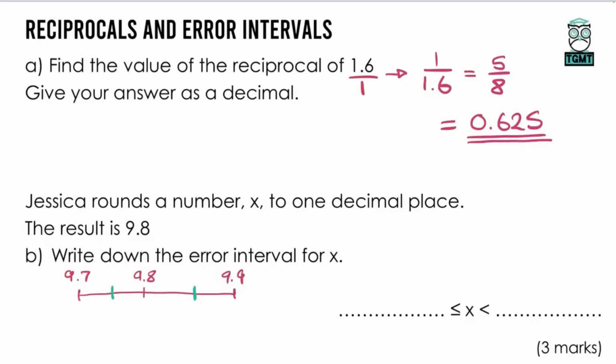So in between 9.7 and 9.8 is 9.75, and in between 9.8 and 9.9 is 9.85. So that's our lower bound and our upper bound, which will go into our error interval. So on the left, we have 9.75, and on the right, we have 9.85. And there we go, there's some error intervals.